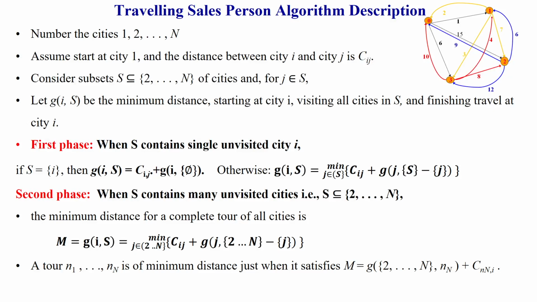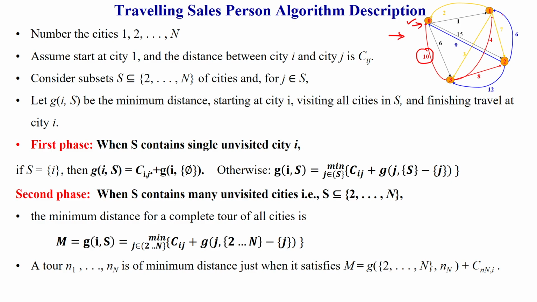Hello everyone. Here we will discuss the traveling salesman algorithm using dynamic programming. Here the given graph indicates the number of cities, represented in the form of vertices, and the distance between each city is represented in the form of edge cost.